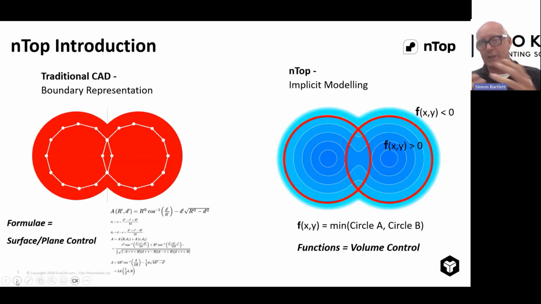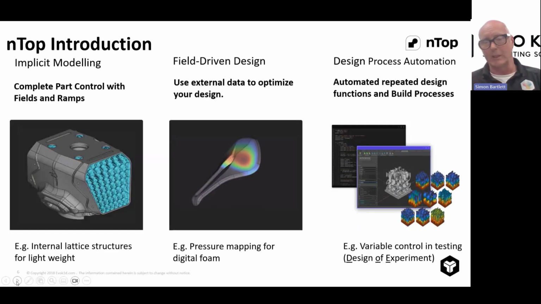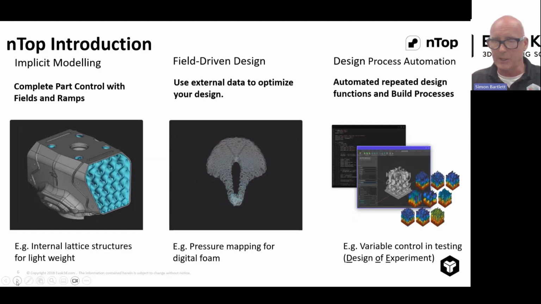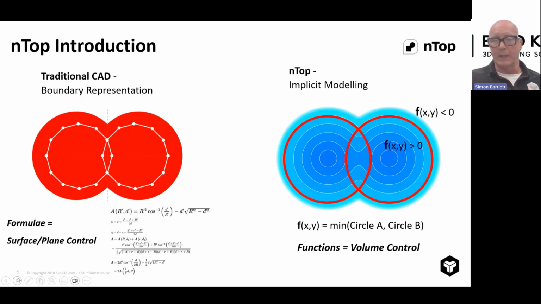So moving across into Entopology and implicit modelling, sorry, just go back one tick, Shika. So what we're effectively doing with Entopology is instead of using formulae to describe a surface, we're actually using functions to describe a volume. And so what this does is it gives us greater control. With that function, what we are able to do is effectively we either have a negative or a positive.